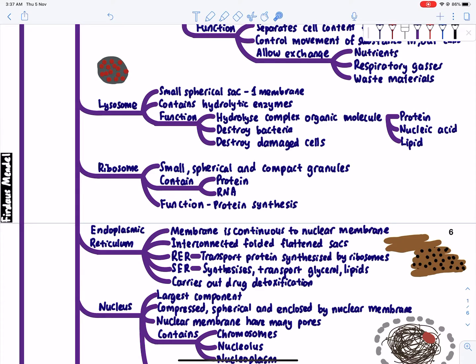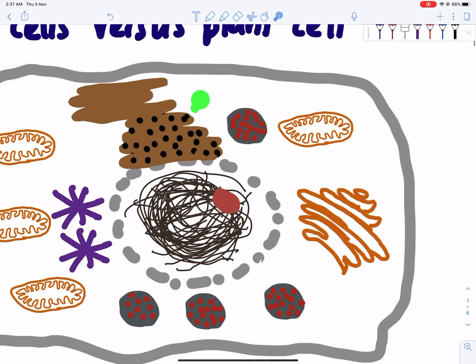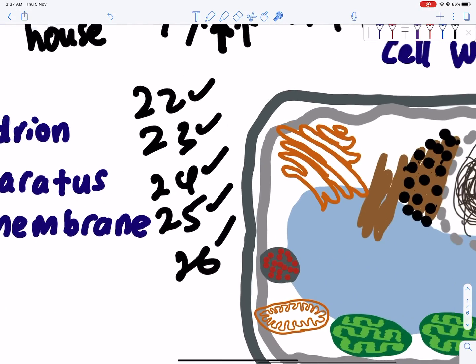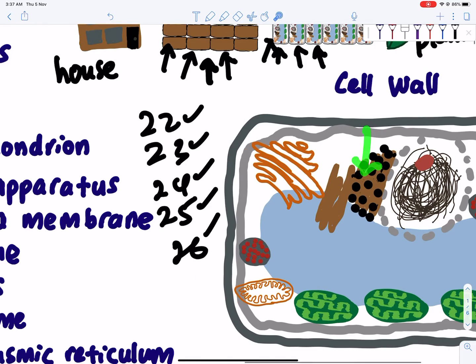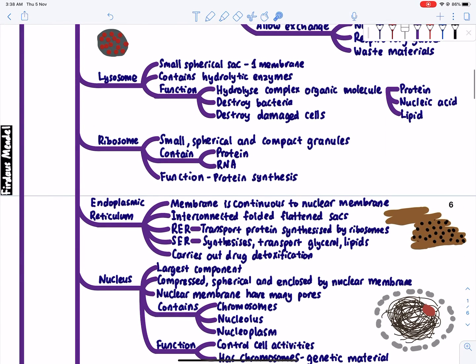Ribosome in the textbook, they have dependent ribosome and independent ribosome. The one that is attached to the rough endoplasmic reticulum is the dependent ribosome. They have another one, independent ribosome, the free or floating ribosome, without attachment to the rough endoplasmic reticulum or endoplasmic reticulum. They may be at the cytoplasm or nucleoplasm.